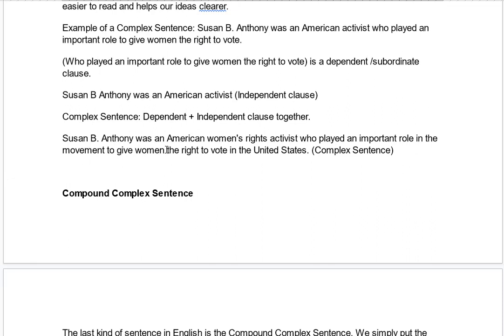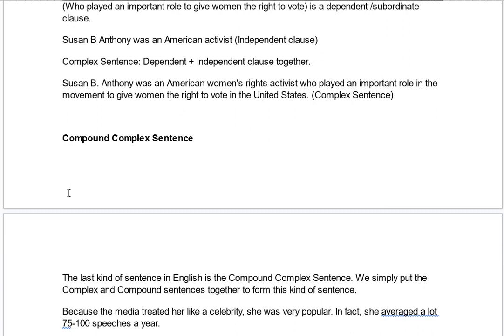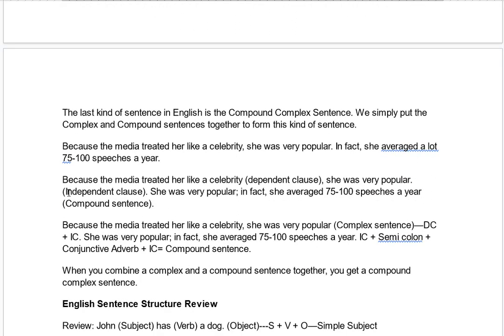So Susan B. Anthony was an American rights activist who played an important role in the movement to give women the right to vote in the United States. So that's a complex sentence. The last kind of sentence is a compound complex sentence. Compound complex sentence means that we simply put a compound sentence and a complex sentence together to form one sentence.